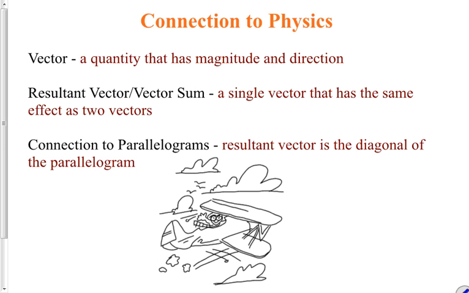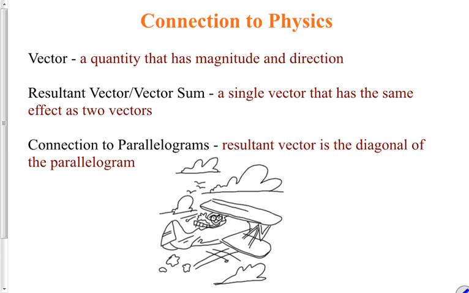So let's connect this to physics with some definitions here. These are going to be some important definitions. You'll want to write them in your notebook. Vector: a quantity that has magnitude and direction. Resultant vector, or vector sum, is a single vector that has the same effect as two vectors. And then the connection to parallelograms is that the resultant vector is the diagonal of the parallelogram.